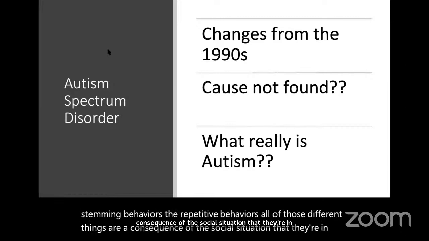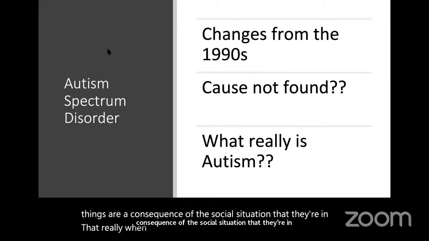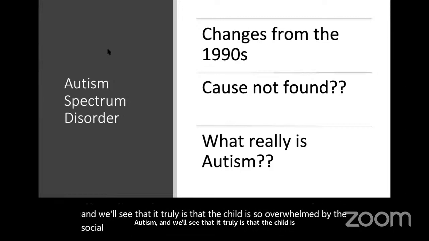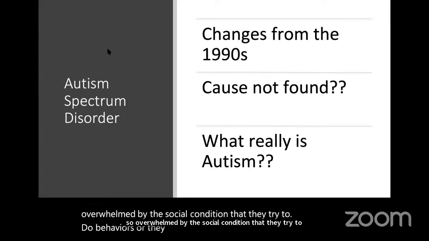That really, when we look at this, we'll look at different theories of autism, and we'll see that it truly is that the child is so overwhelmed by the social condition that they do behaviors to handle that stress and what's going on.